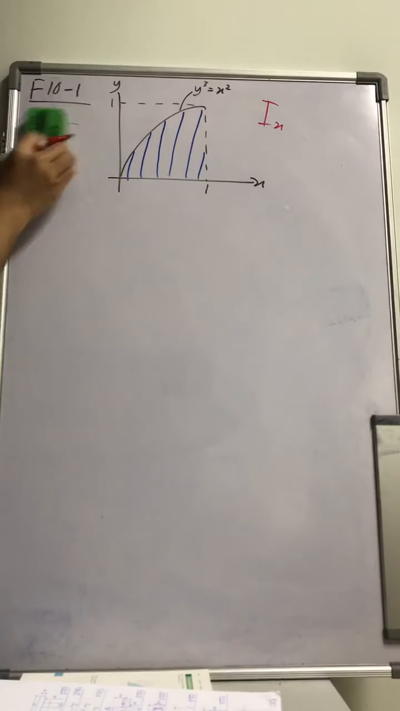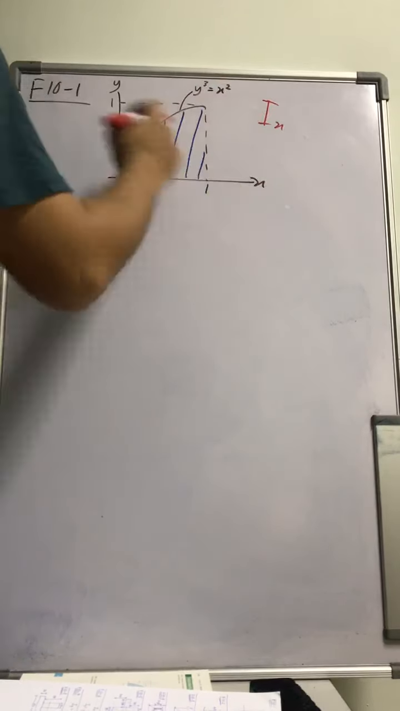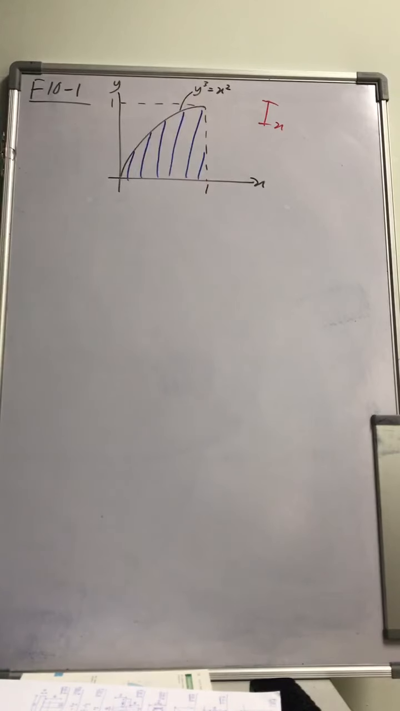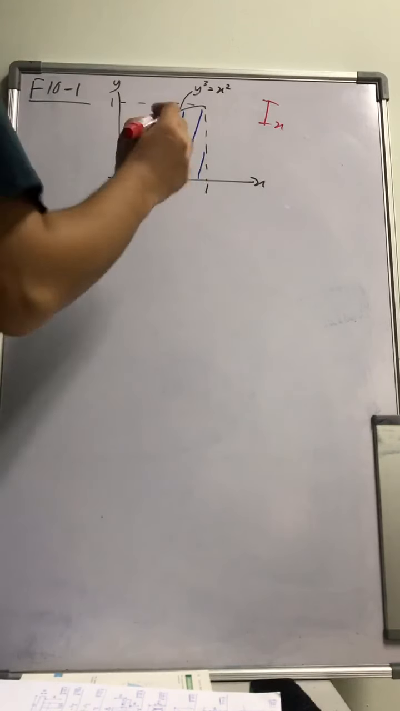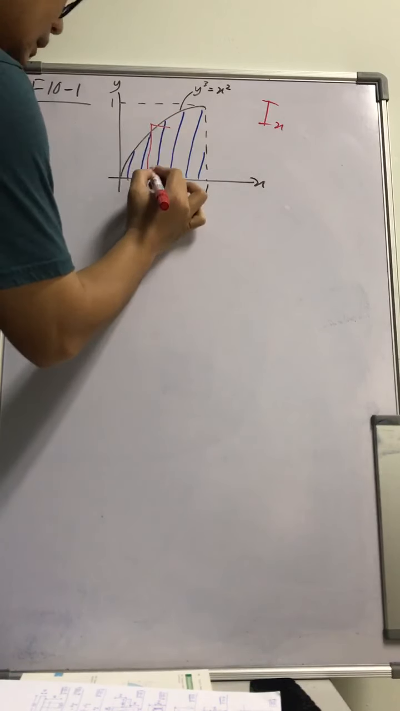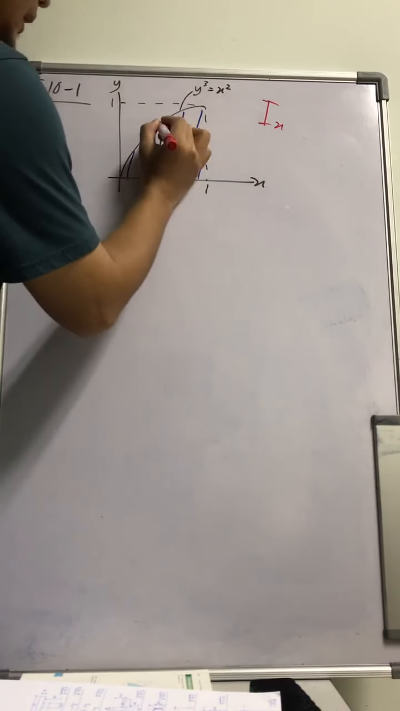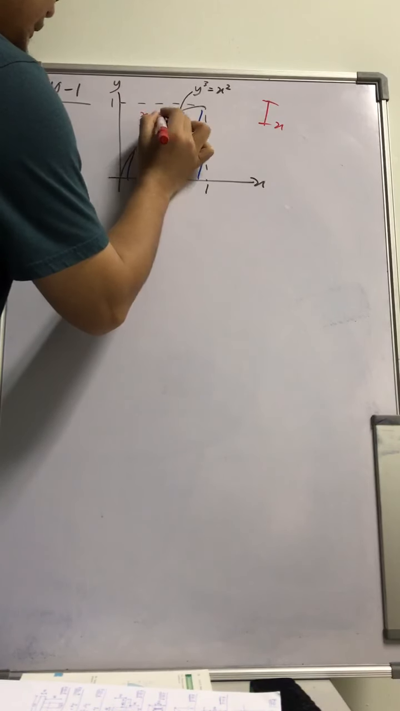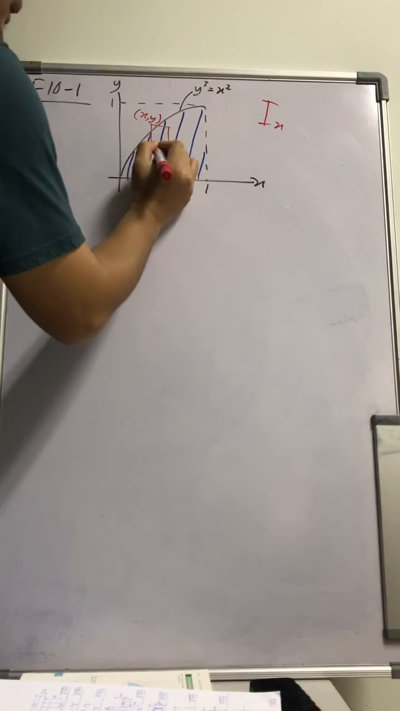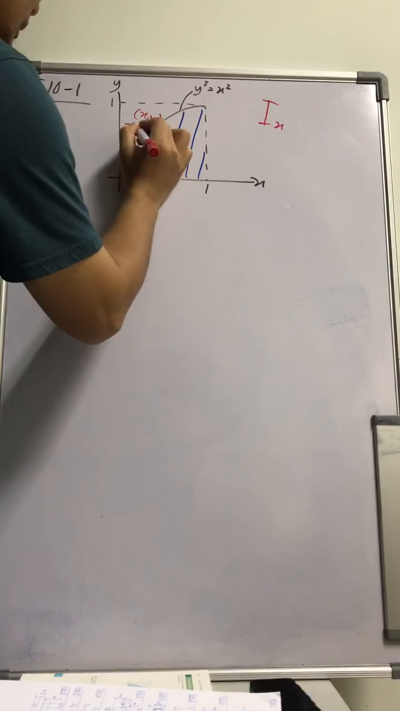But actually, in this problem, when you are asked to find the moment of inertia Ix about the x-axis, the best way is to choose a differential element which is parallel to the x-axis itself. Nonetheless, for this 10.1, I want to choose the differential element which is perpendicular to this axis, and we will look at another example for that one. If you choose this differential element, this point is (x, y), because it's on this curve.